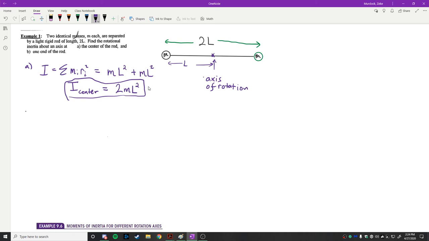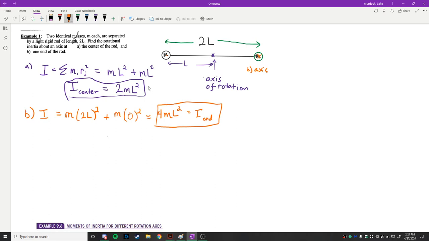So for part B, we now want to find the moment of inertia about one end. So this is part B. Now we take our moment of inertia, and we say it's equal to, okay, let's start with this one, m. M is a distance of 2L away from the new axis. So it's going to be m times 2L squared. Plus, I need to multiply by the other mass and its distance to the axis, and that's going to be 0. So this is going to give me 4mL squared. Look right to you guys? This would be the moment of inertia about one of the ends.